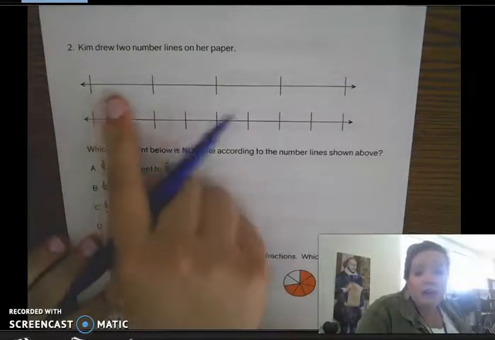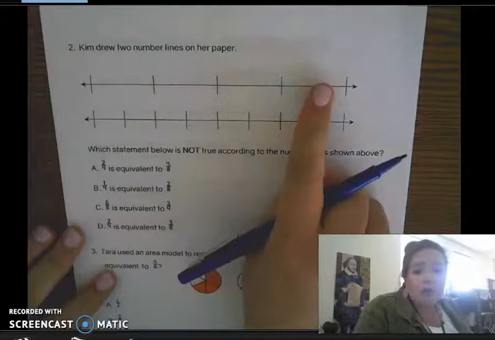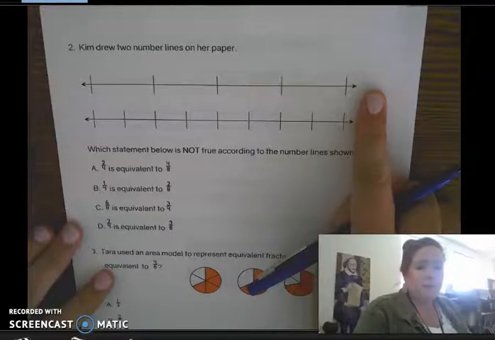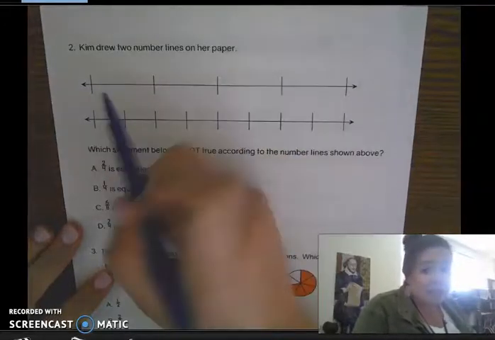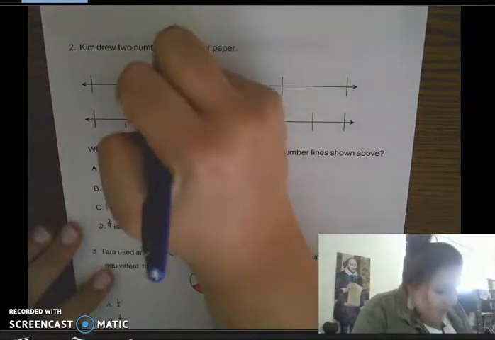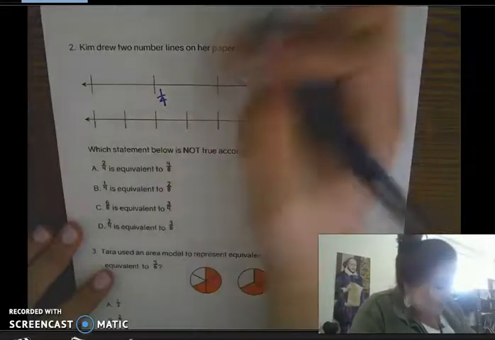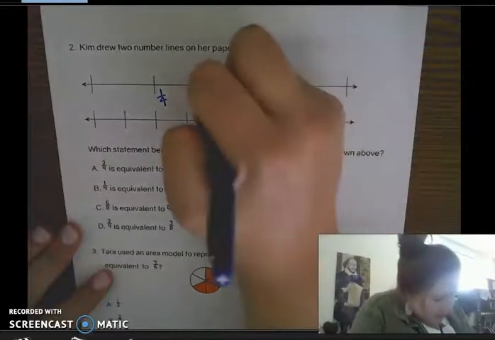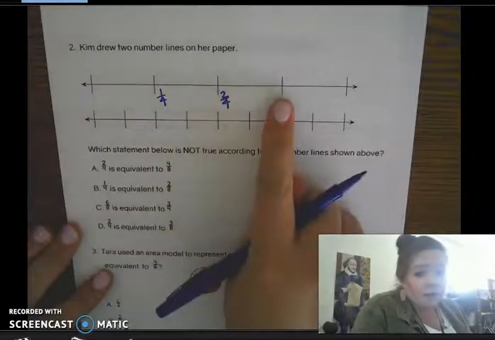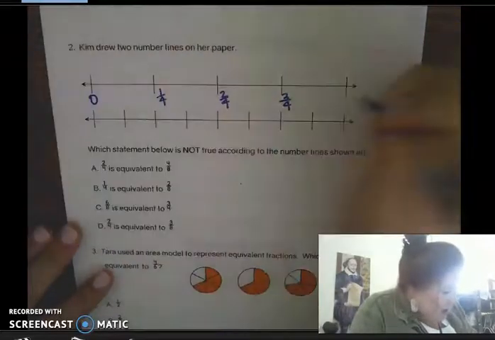I am going to label my number lines, okay? How many sections or parts do I have on this first number line? Good. We have 4 sections or 4 parts, okay? So this is going to represent 1/4. If this is 1/4, what is this? Good job. 2/4. 1/4, 2/4, 3/4. Okay? And this is going to be 0 and 1.